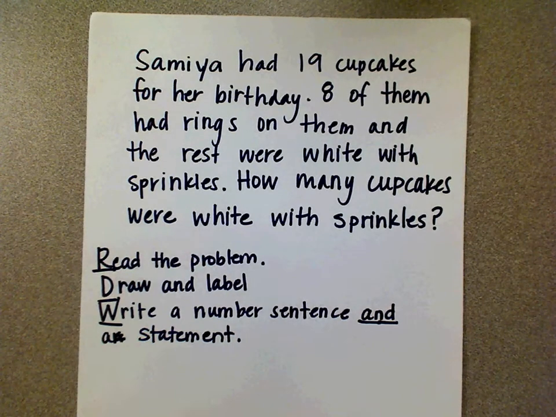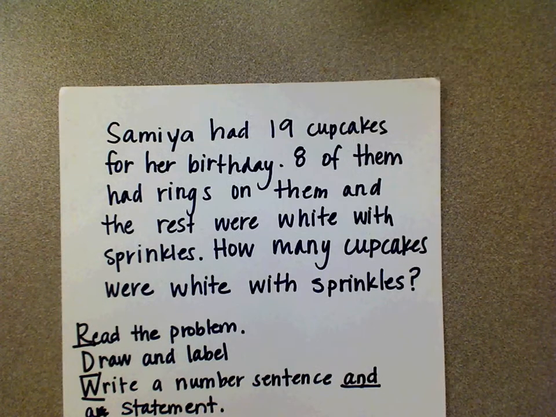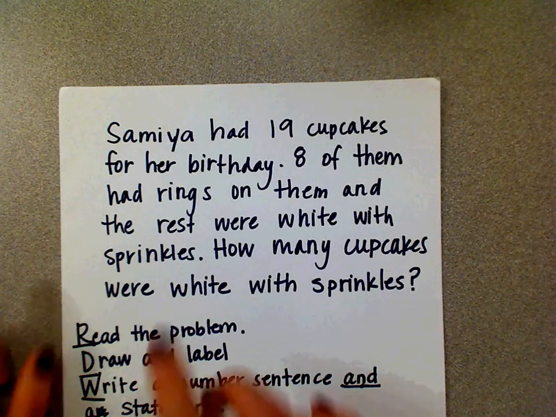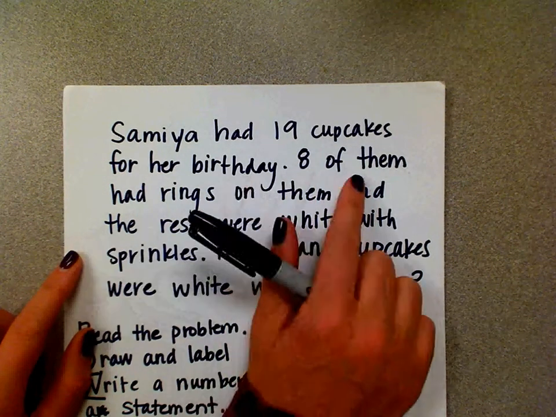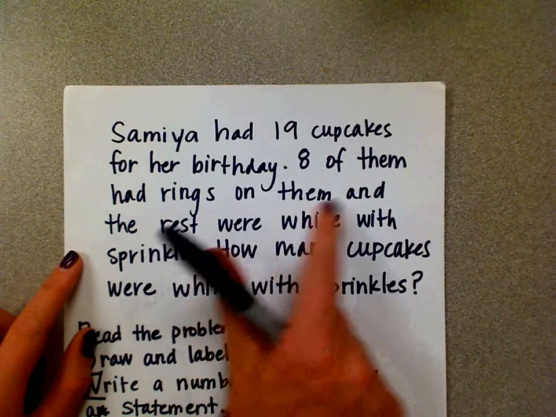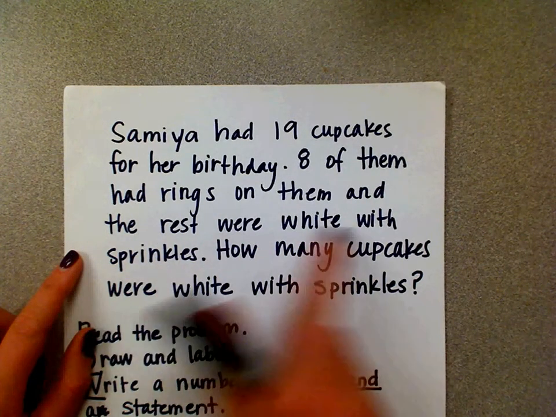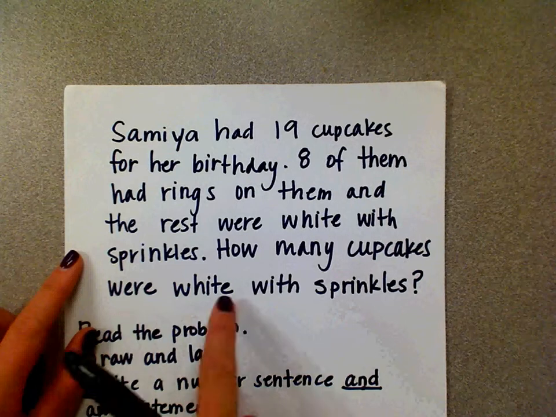Now think back to 2 weeks ago, and it was Samaya's birthday. Samaya had 19 cupcakes for her birthday. 8 of them had rings on them, and the rest were white with sprinkles. How many cupcakes were white with sprinkles?